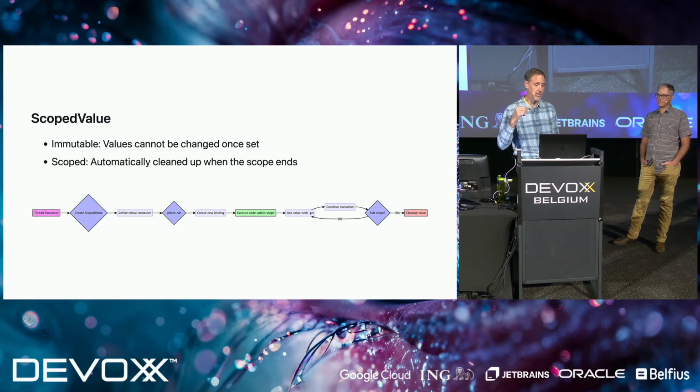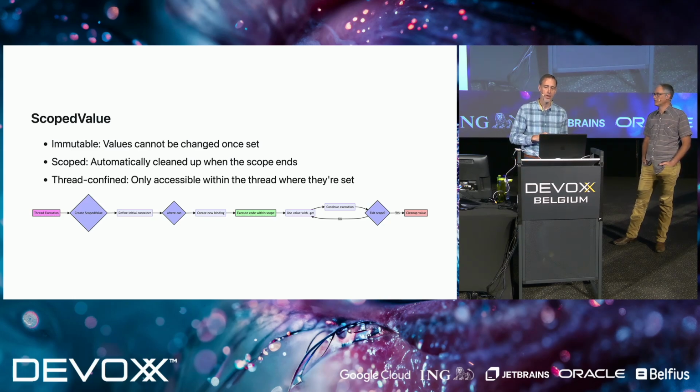I also want automatic cleanup when the scope ends. If it's an object, something that I need to be released so it can be garbage collected, I want that to automatically happen so I don't have to think about it. And then thread confined: they're only accessible within the threads where they're set. So it's only accessible inside of that scope.